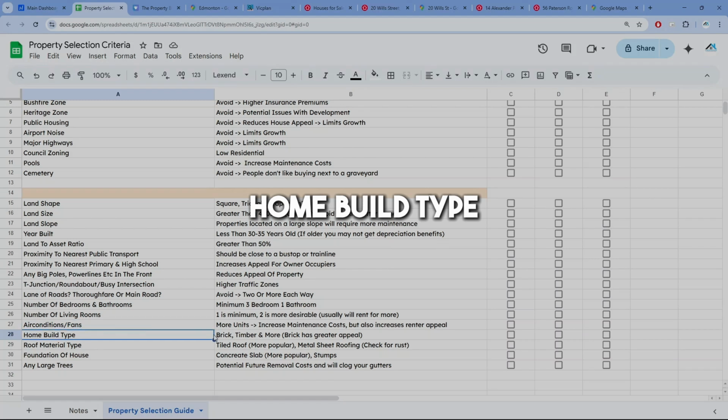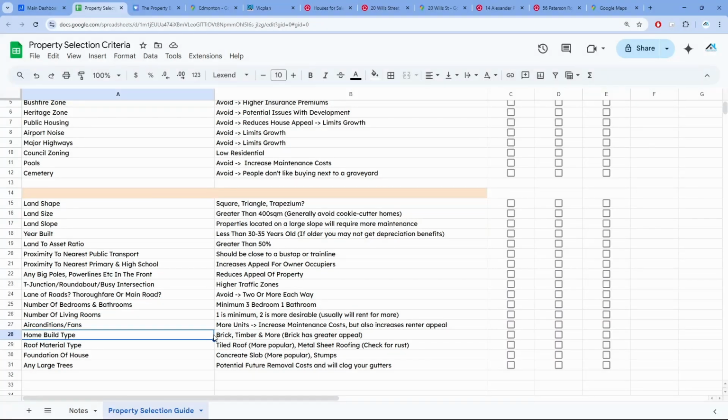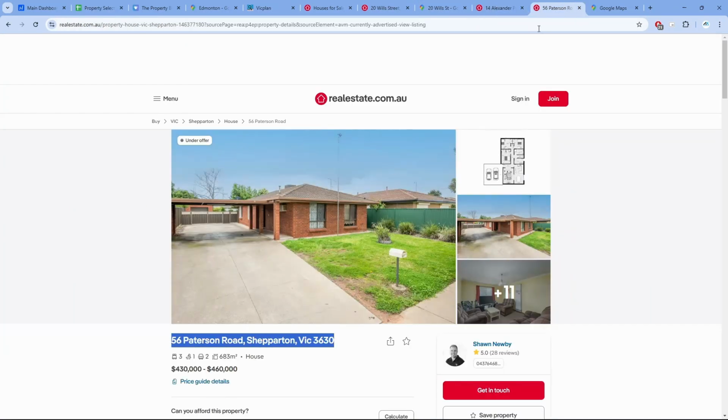Home build type. Now, this doesn't really matter if you only want to hold the property for a short amount of time. You can just buy a weatherboard home and then you can go for a joyride. However, if you plan to invest for the long term, to buy and hold a property for a really long time, then usually brick veneer or double brick is a good option to choose, and it has also more owner occupier appeal. So that's what you want to be doing, right? You want to be looking at brick veneer or double brick homes, in my opinion.